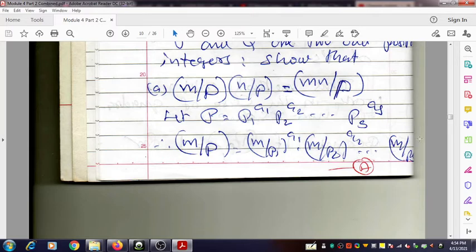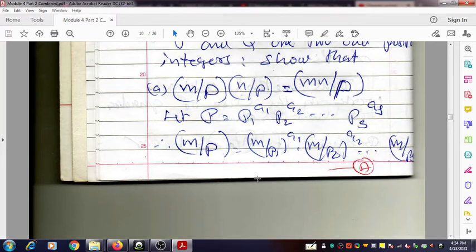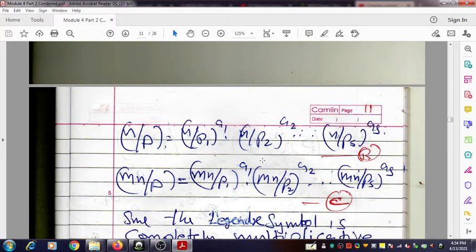to (m/p) raised to as. Here it has the power as, (m/ps) raised to as. So let's take this as statement A. And you can write, by changing m to n, that (n/P) equals (n/p1) raised to a1 into (n/p2) raised to a2 into etc. to (n/ps) raised to as.